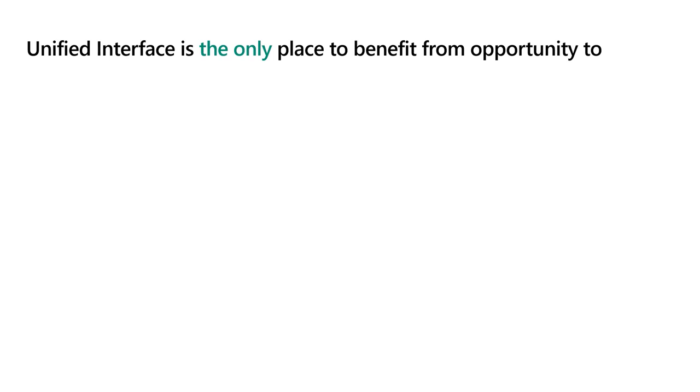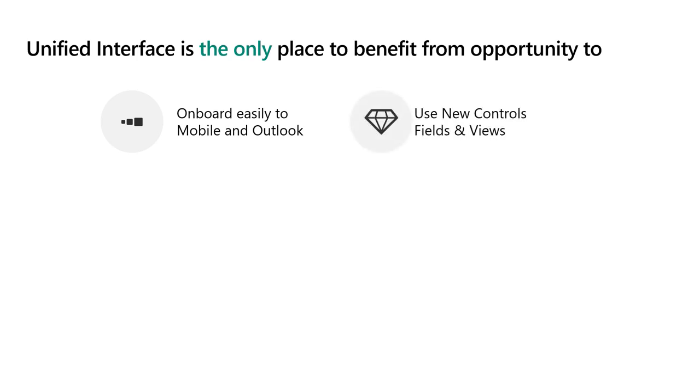So what are the unique benefits of the Unified Interface? Well, first of all, it's ease of onboarding to mobile or Outlook experiences. We have a lot of new out-of-the-box controls, so you can have toggles and star rating controls. Is pretty itself important? No, pretty is good, but it also allows somebody to read data better. So there are better controls that help your users visualize the data on those forms a lot quicker by providing a better UI control for that data.